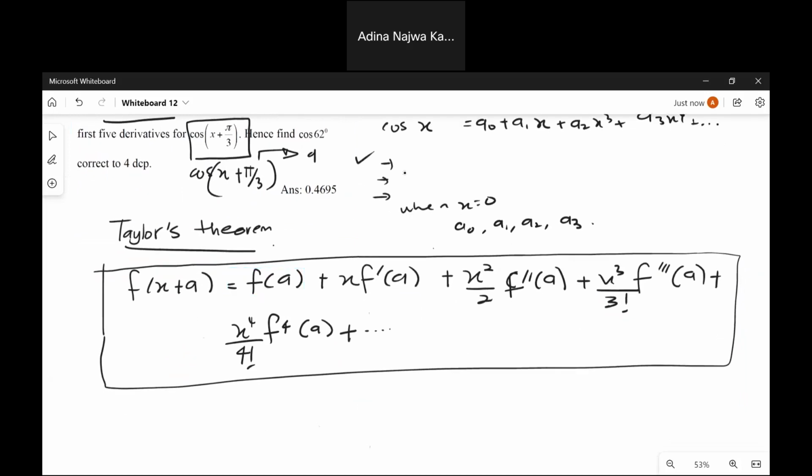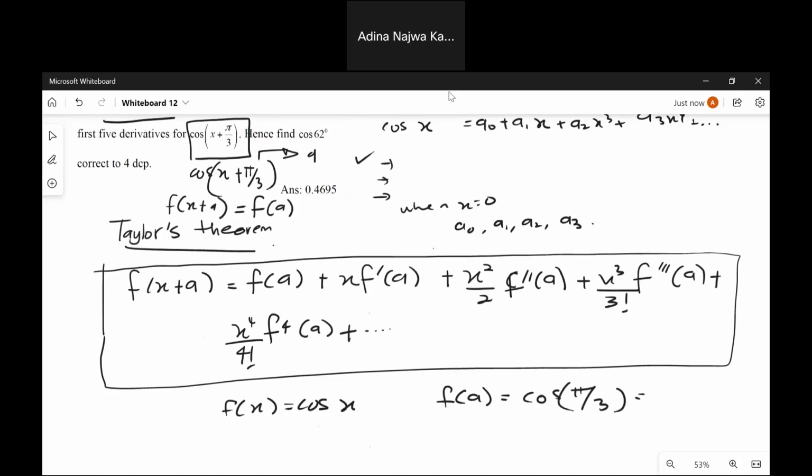So what is fa? From here we have f of x plus a, so fa is your original function, and then you substitute a inside your x. Then the first derivative, substitute with a. Your fx is actually cos x, and so fa is substituting pi over 3. So cos pi over 3 is equal to what? Cos pi over 3 is equal to 1 over 2.